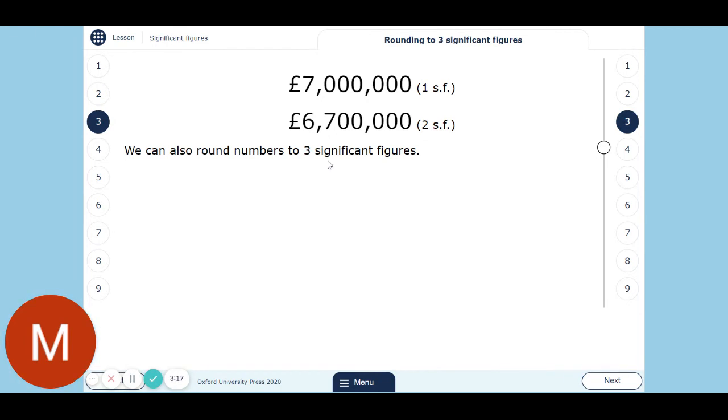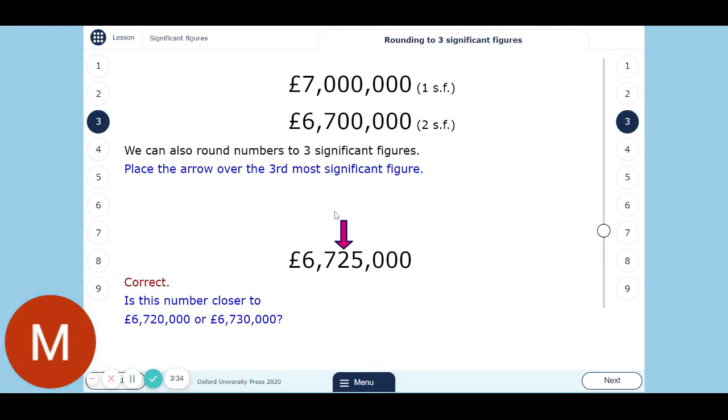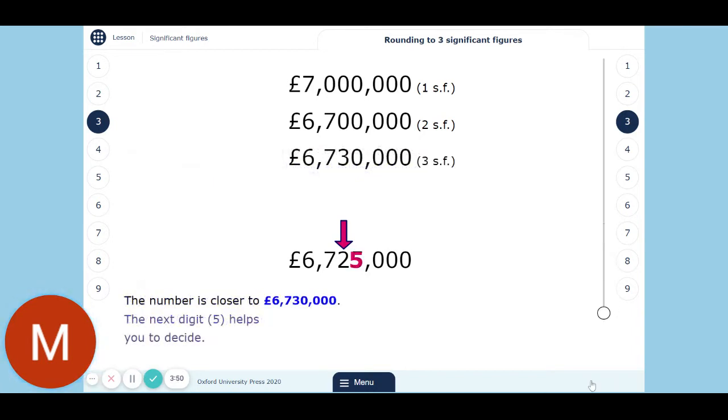So let's have a look at 3 significant figures now. The first most significant figure is 6 million, the millions, then the 100,000s, and the next is going to be the tens of thousands. You just keep working your way down the place value columns for the next significant figure and the next one and the next one. So it's between 6,720,000 and 6,730,000. Which is it closer to? Again, have a look at the next number. The next number is a 5. If you remember from yesterday, when the next number is exactly a 5 and it's exactly halfway between, you round up. So 6,730,000.